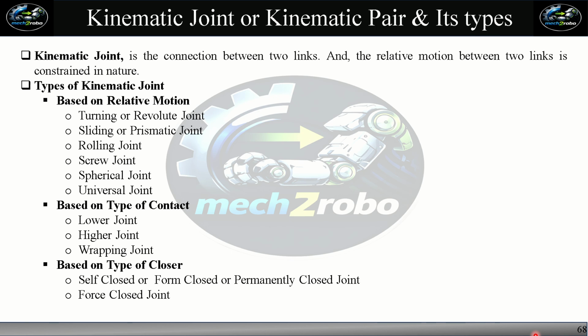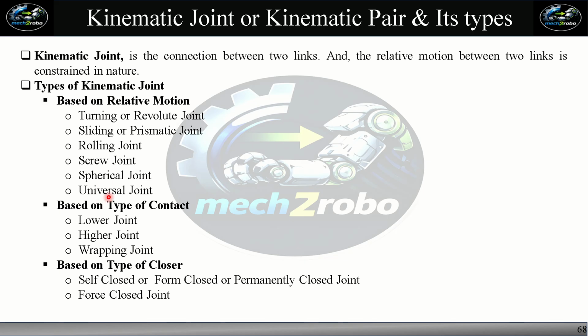First one is based on relative motion. First one is turning or revolute joint. Second one is sliding or prismatic joint. Third one is rolling joint. Fourth one is screw joints. Fifth one is spherical joint. And last one is universal joint.